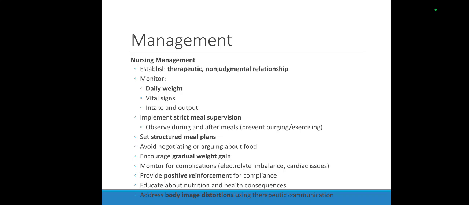Do not leave the patient unattended if they are having their meal. Okay? So, observe them during and after meals to prevent purging or exercising. Set structured meal plans. Avoid negotiating or arguing about food. Encourage gradual weight gain. Monitor for complications such as electrolyte imbalances or cardiac issues.